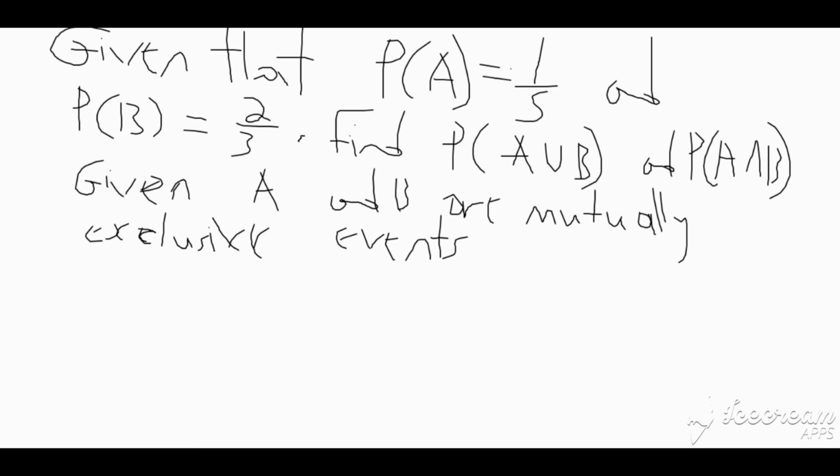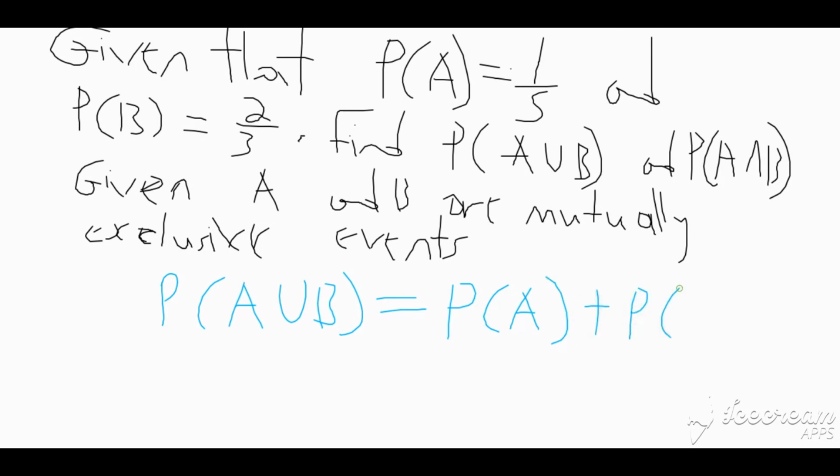Here's an example of a second question. Given that the probability of A is equal to 1/5 and the probability of B is equal to 2/3, find the probability of A or B and the probability of A and B, given that A and B are mutually exclusive events. Now, once the question tells us that events are mutually exclusive, we're going to write down information associated with mutual exclusion, which is the probability of A or B is equal to the probability of A plus the probability of B.